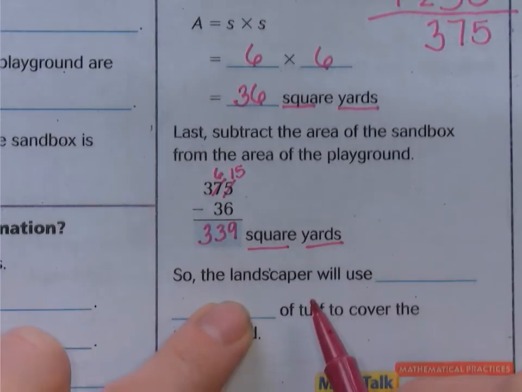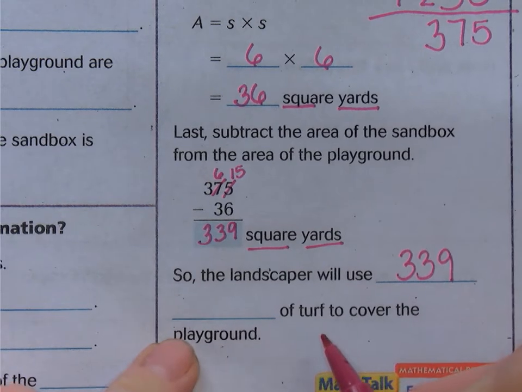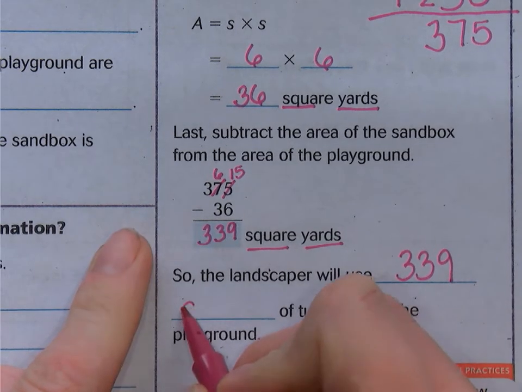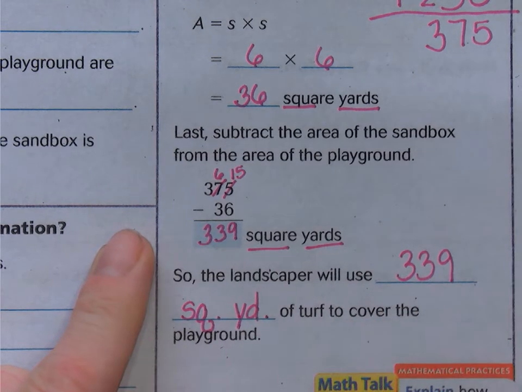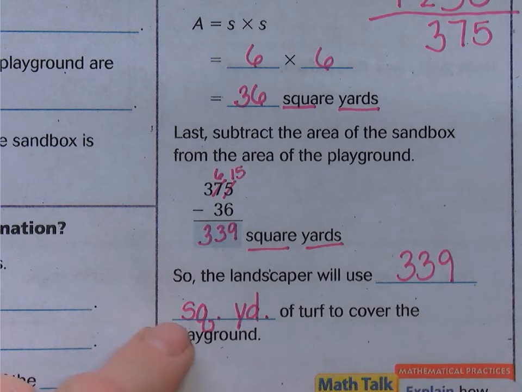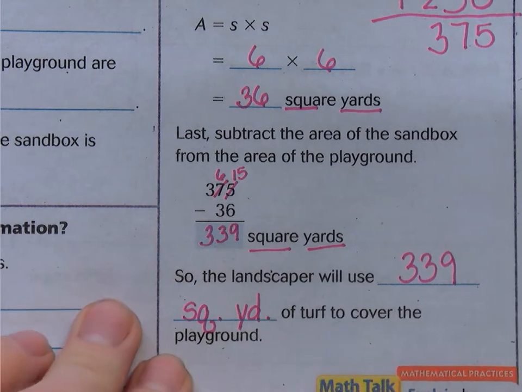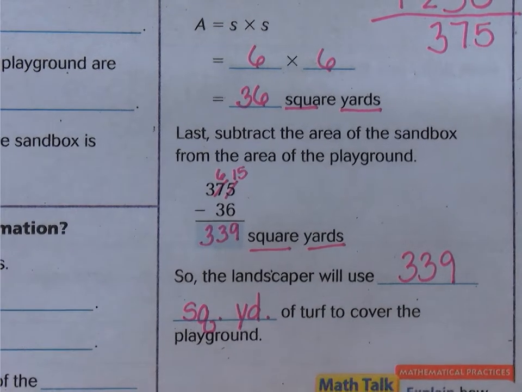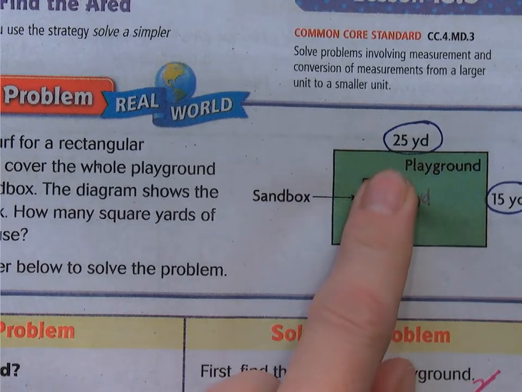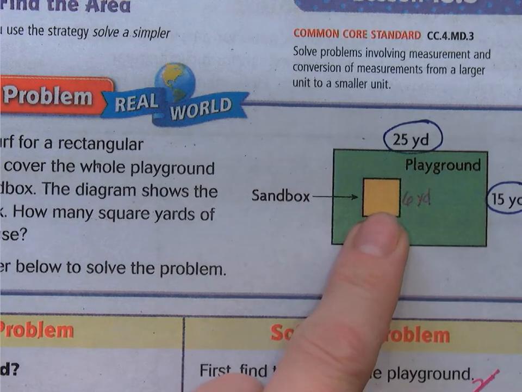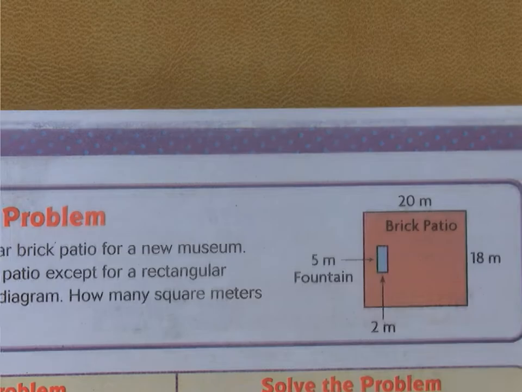So the landscaper will use 339 square yards. Okay, we can abbreviate it like this: SQ period, YD period of turf to cover the playground. That's square yards. Okay, I know it's quite a few steps here, but all we really did is find the area of the whole thing, as if this yellow square weren't here, then find the area of the yellow square and subtract it out. Okay, all right, next page.